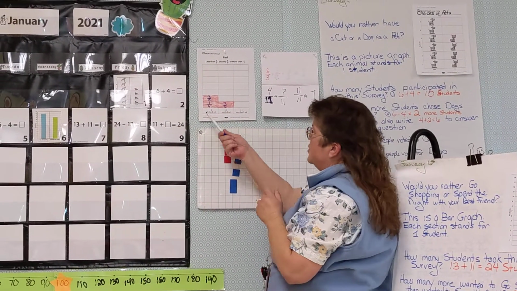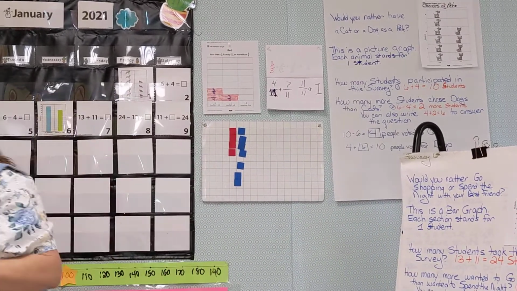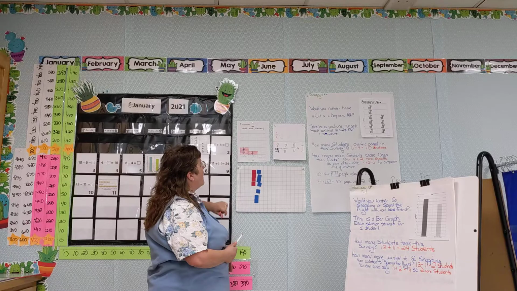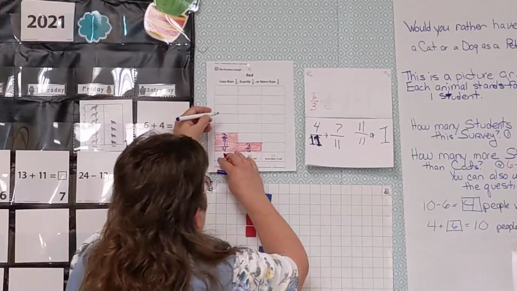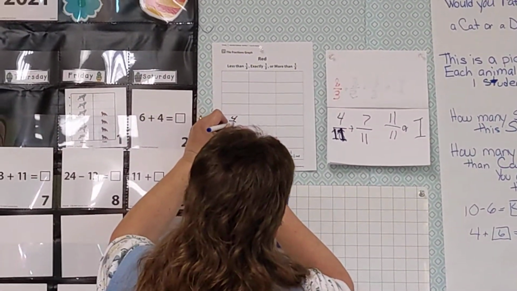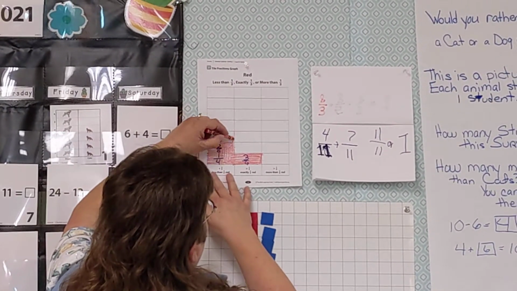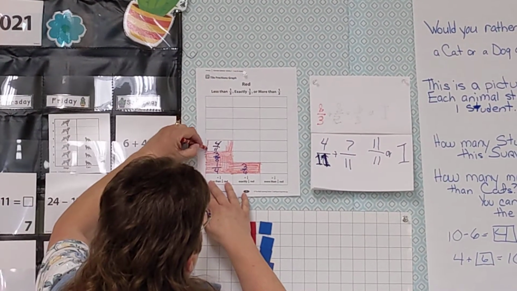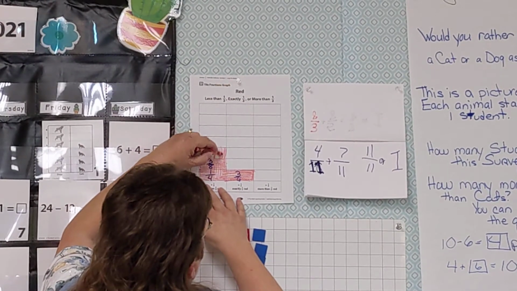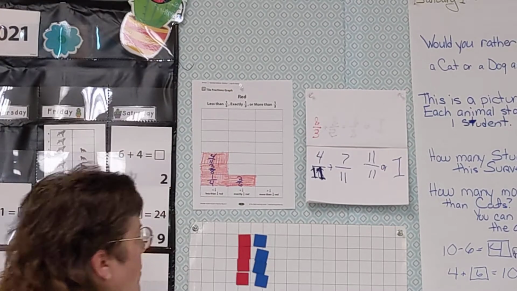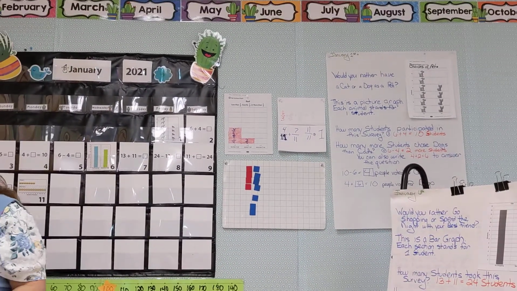Okay, so which are we going to fill out up here? We're going to do the less than half red. So I get to write 4 11ths. And I get to fill it in red. Alrighty, we get to go on to our charts.